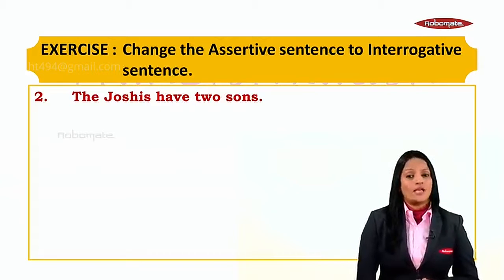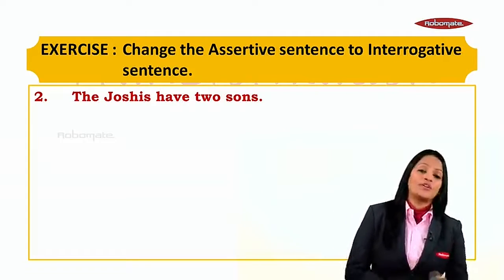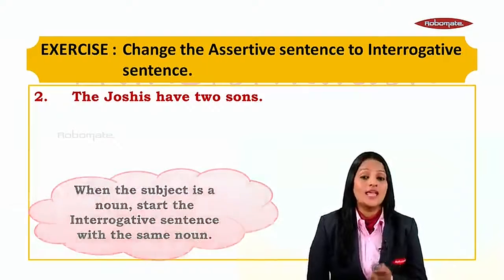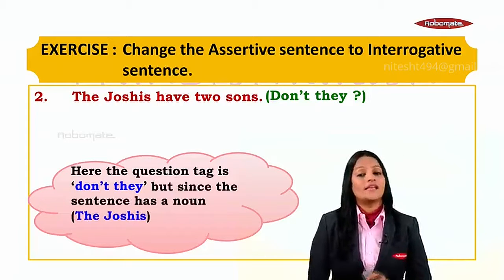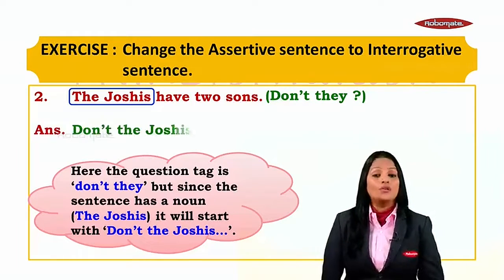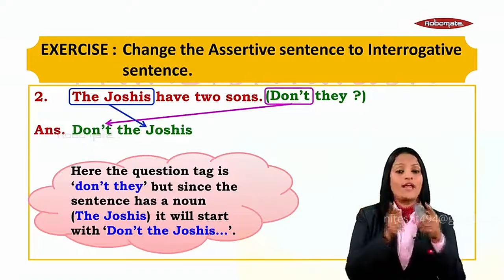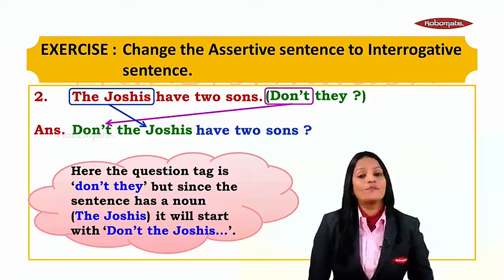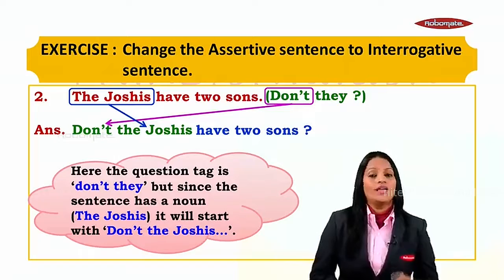Next, the Joshis have 2 sons. Now in this case students, here the subject is a noun, the Joshis, and of course a question tag always has a pronoun. So when the subject is a noun, start the interrogative sentence with the same noun. In this case, the question tag will be don't they. But since the sentence has a noun, the Joshis, we will start the sentence with the Joshis. Of course, we will say, don't the Joshis have 2 sons? So here, don't comes from the tag, but we will write Joshis as it is because it is the subject there. And of course, we put a question mark over there. Students, this is how we change from assertive to interrogative.